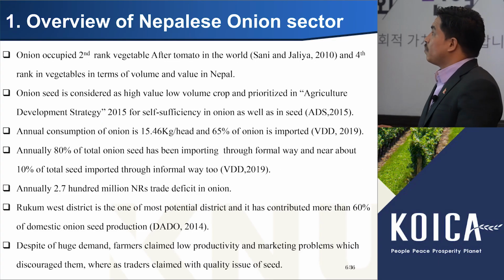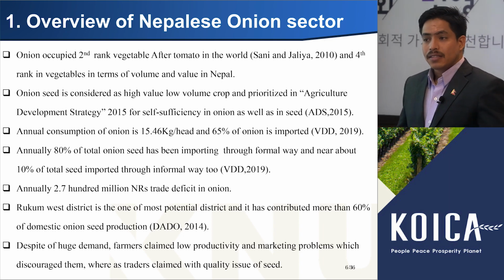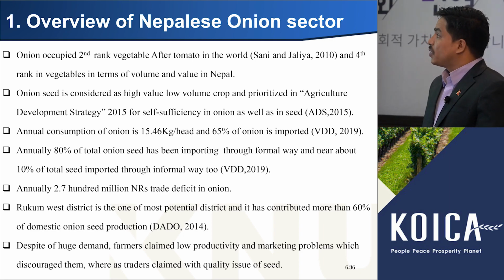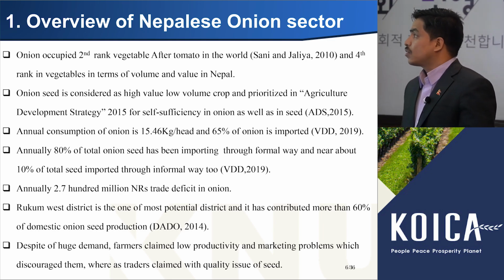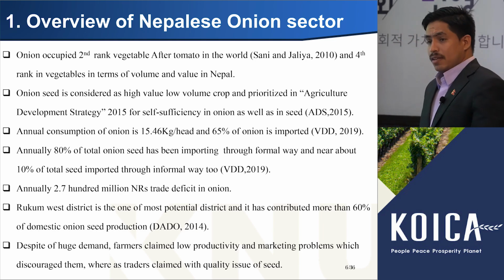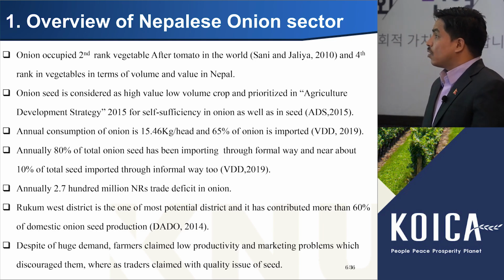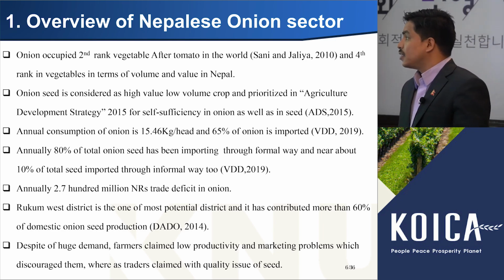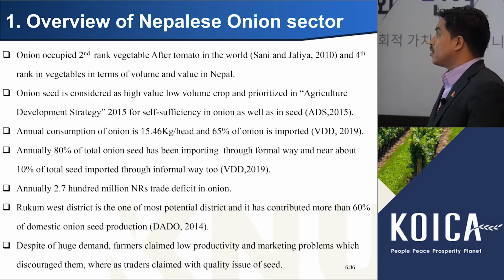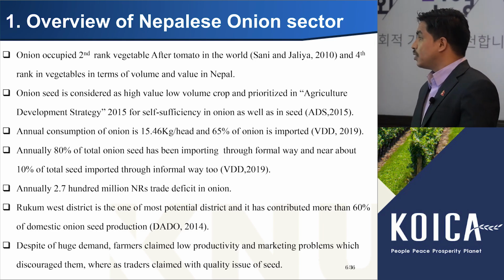Now, an overview of the Nepalese onion sector and why I selected the onion sector. Onion occupies the second rank among vegetables after tomato in the world, and the fourth rank among vegetables in terms of volume and value in Nepal. Onion seed is considered a high value, low volume crop and was prioritized in the Agriculture Development Strategy ADS 2015 for self sufficiency in onion as well as in onion seed.